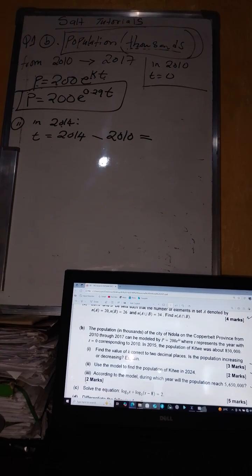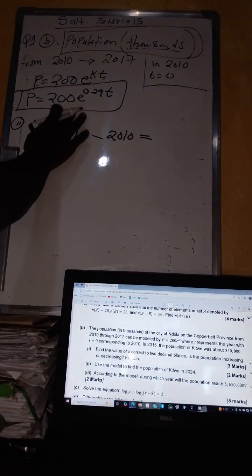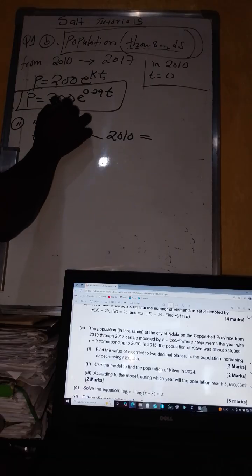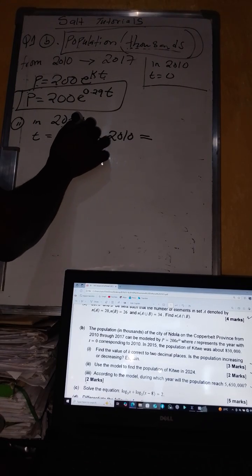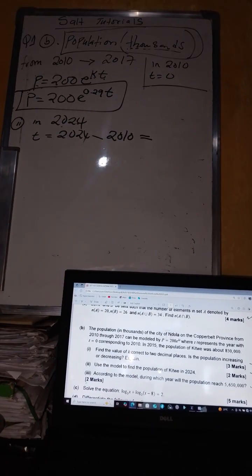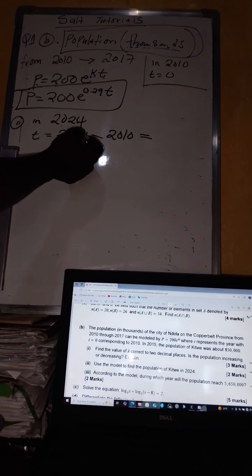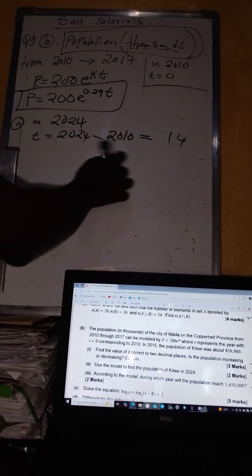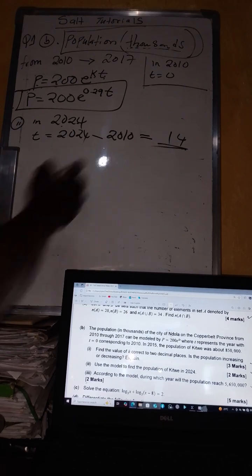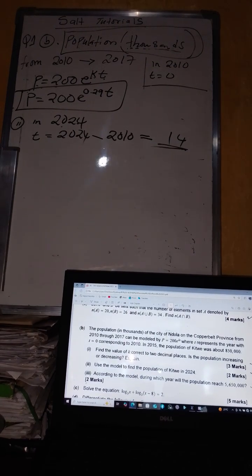I believe we are having what? 2010 to, is it a 4? It's a 4, right? Oh, actually it's 2024, sorry, in 2024. So if we subtract 2024 minus 2010, we are going to have 4 minus 0 is 4, 2 minus 1 is 1, the rest is 0, so it's 14 years. So t is equal to 14.